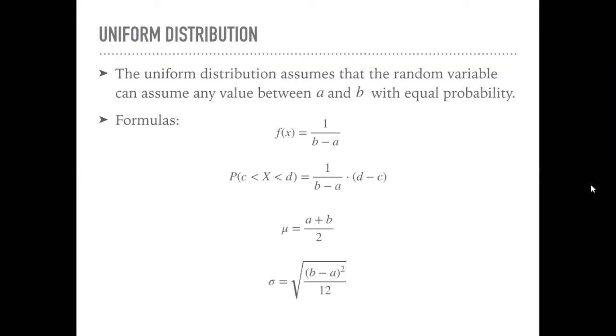So the uniform distribution assumes the random variable can assume any value between a and b with equal probability. So some formulas: f of x equals 1 over b minus a. That gives us our line that we're drawing. Our probability that we're between a value c and d then is equal to that line times the distance between c and d. Our average is a plus b, added together and then divided by 2. And then your standard deviation is the square root of b minus a quantity squared, all divided by 12.